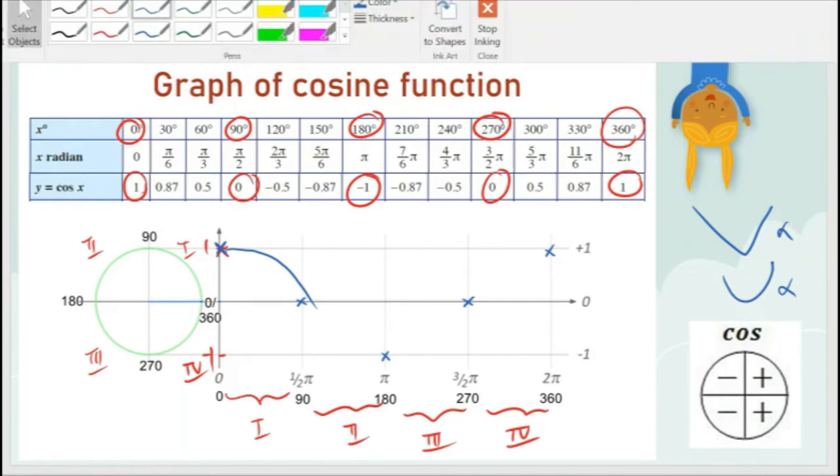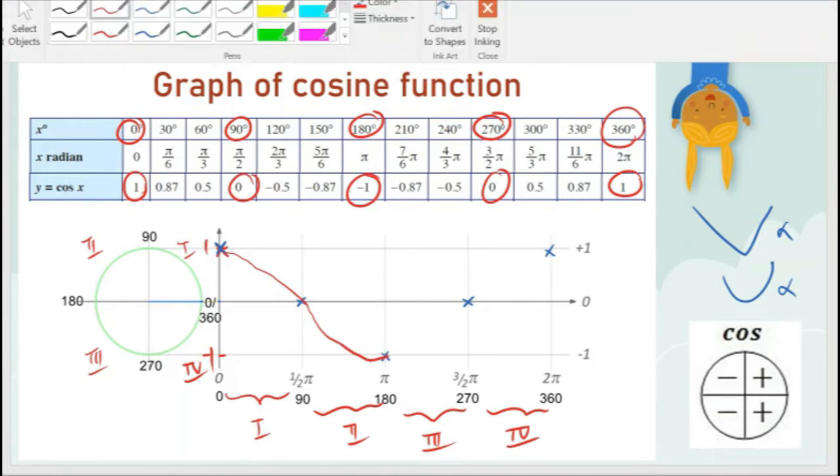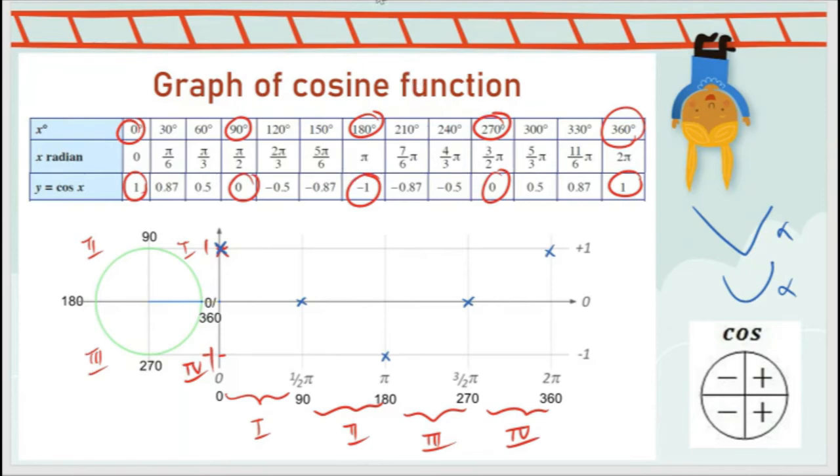I'm sorry. It must be in sinus form. It's very hard for me to draw. Okay, I draw again. I don't know how to draw it. Very hard. Last try.